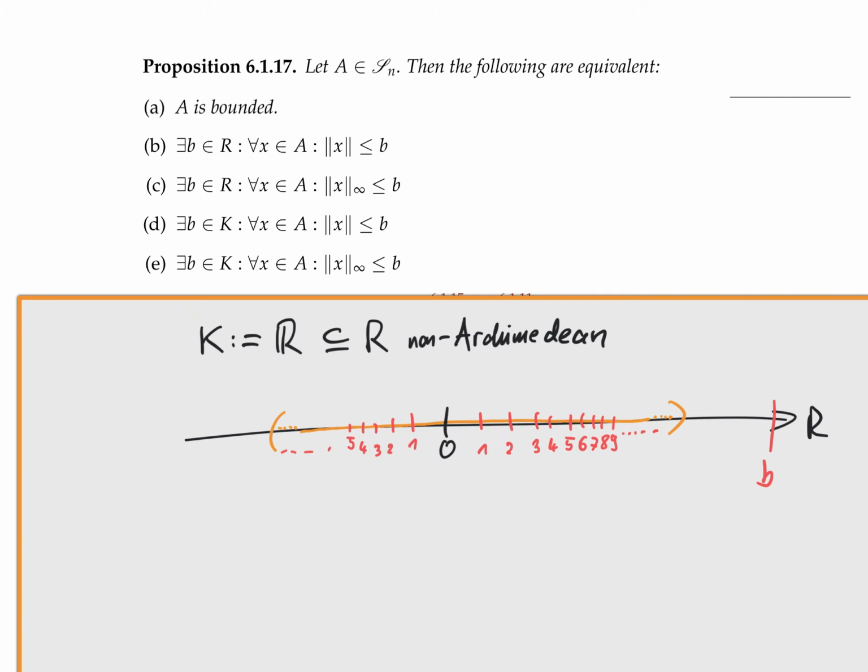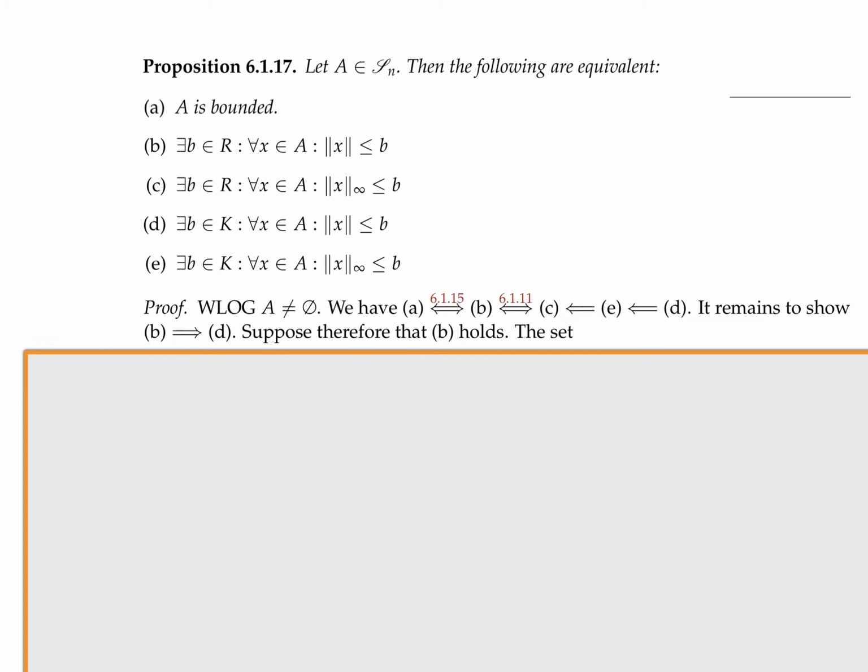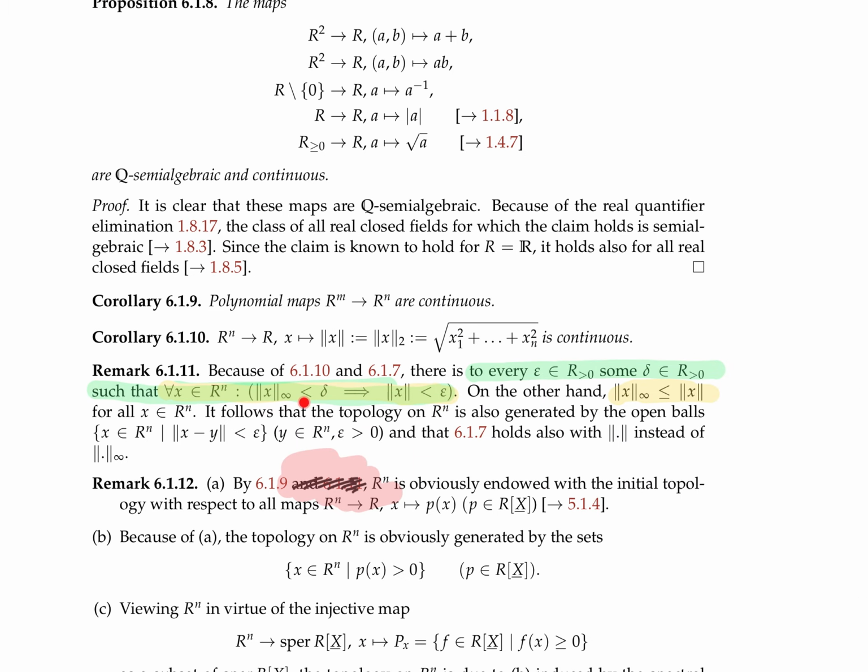And now let us prove this. So, if A is the empty set, then all these conditions are trivially satisfied. So let me assume that A is not empty without loss of generality. Then A implies B is directly by the definition. And B if and only if C is directly by 6.1.11. Very easy to show, right?